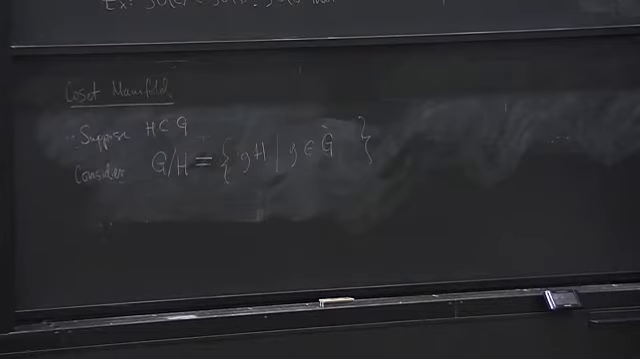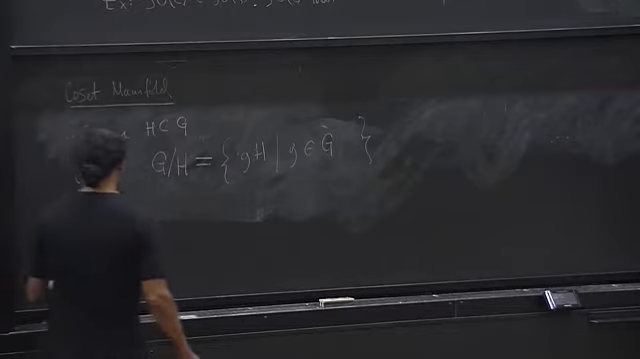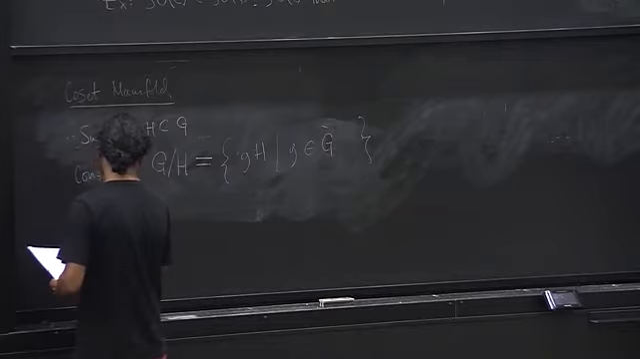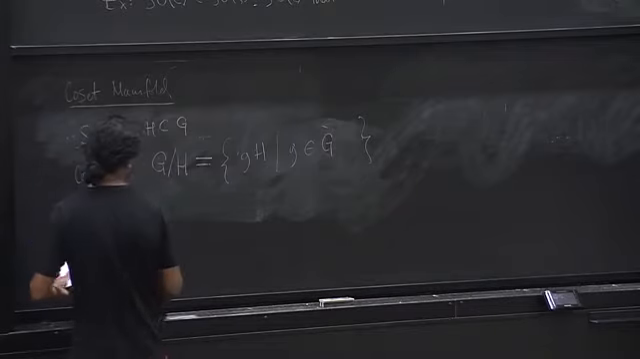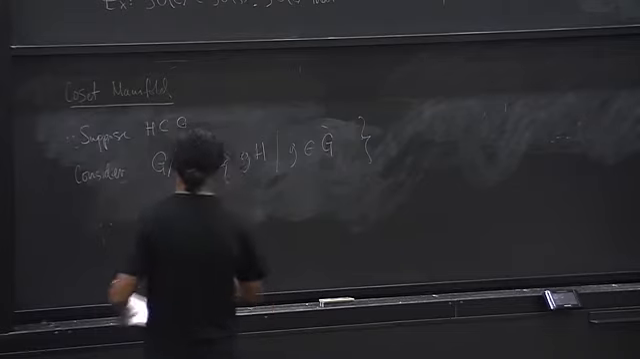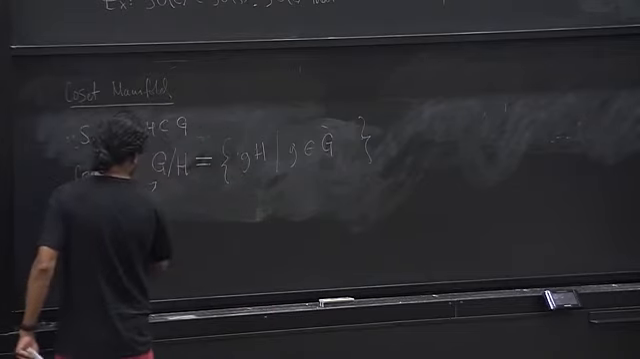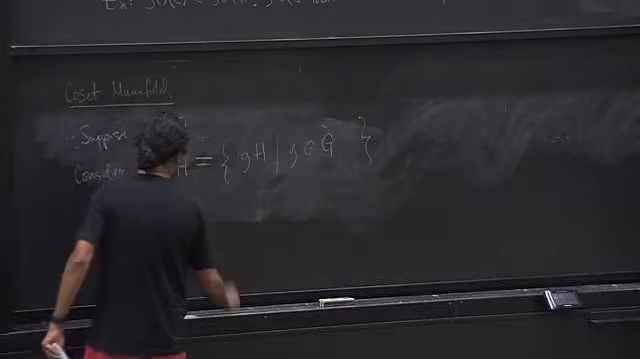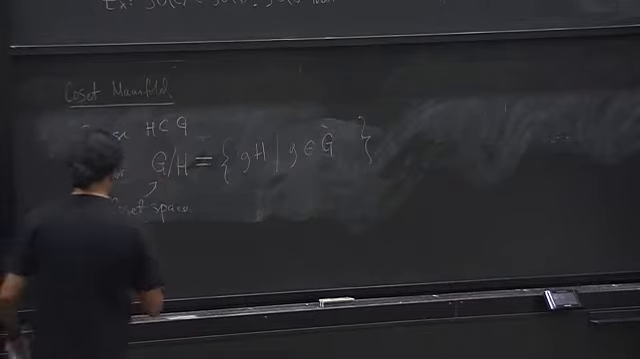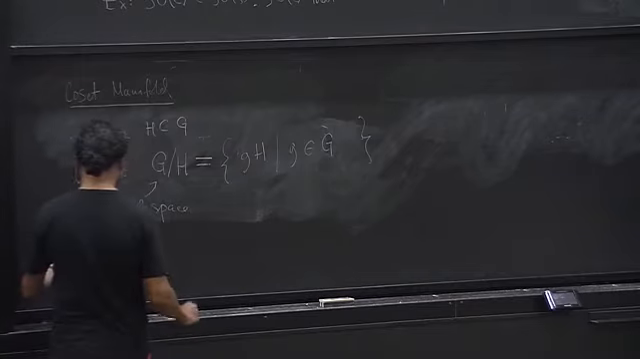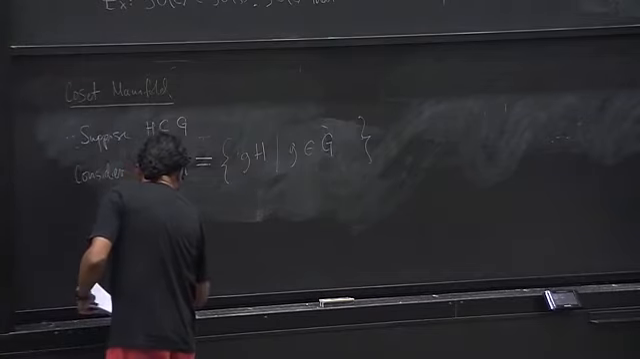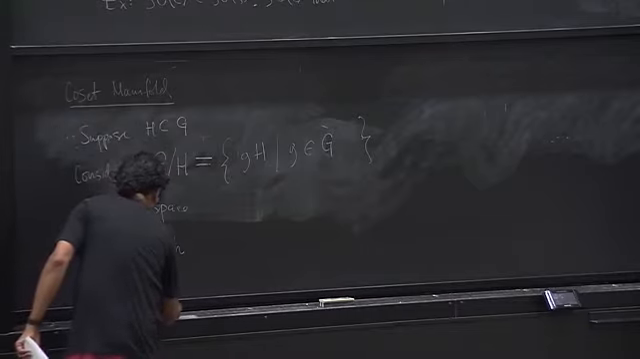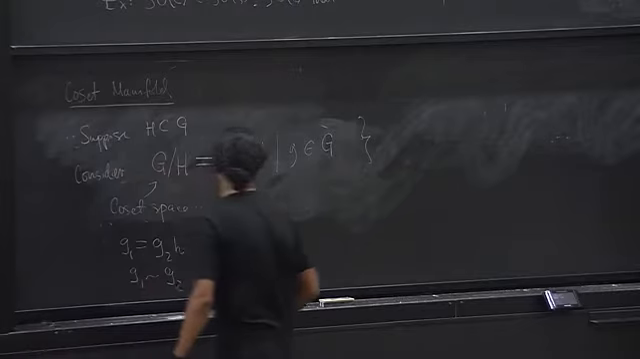Okay. So we say that, if G1 and G2 are in the same coset, these are the cosets, and we call this the coset space. If G1 is in the same coset as G2, we say that G1 is equivalent to G2. So this is an equivalence class.